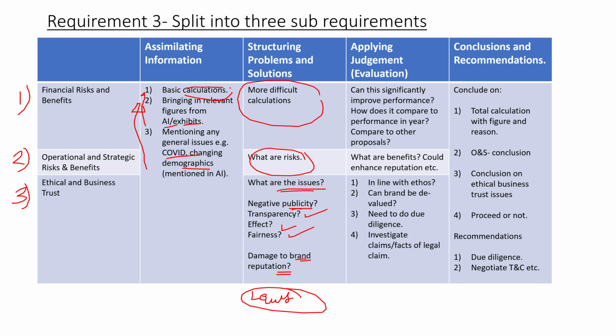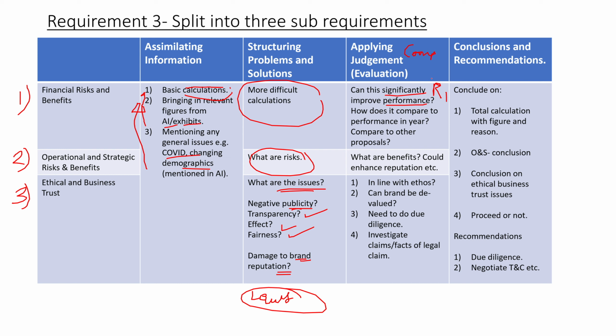Okay. Now, applying judgment can be a bit trickier. Financial risks and benefits, obviously you're trying to assess whether the move is going to significantly improve performance, okay? So bring in information from requirement 1 here. So applying judgment, I'm going to put comparison, okay?